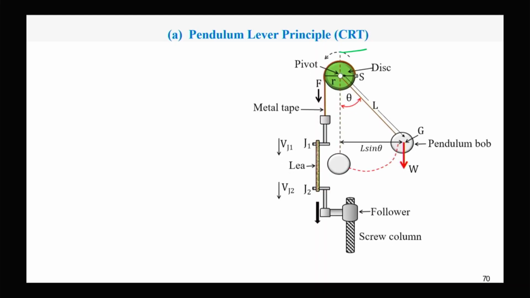Now, if you see here, in this principle, this is a specimen which is tested here. There is one bottom jaw, J2, which moves at constant speed, and J1 also moves, but not at constant speed.